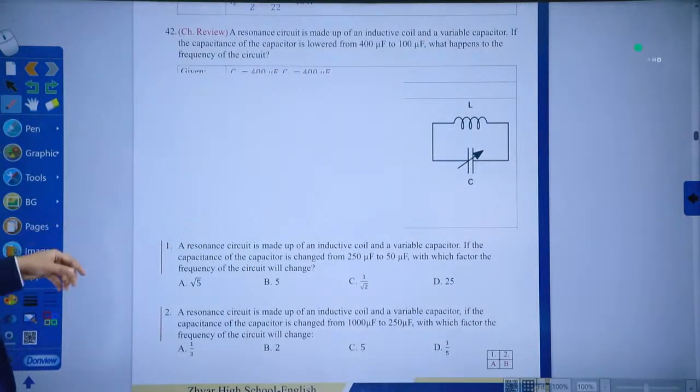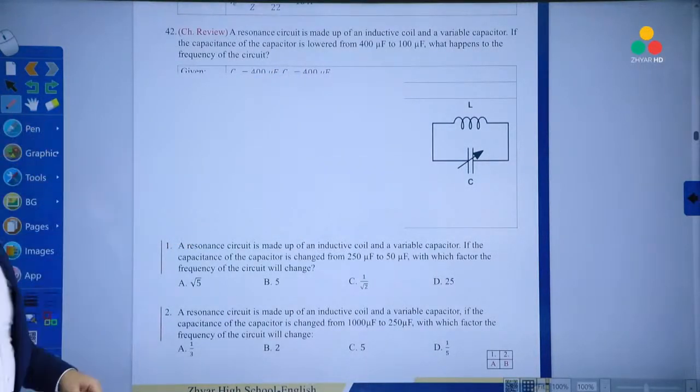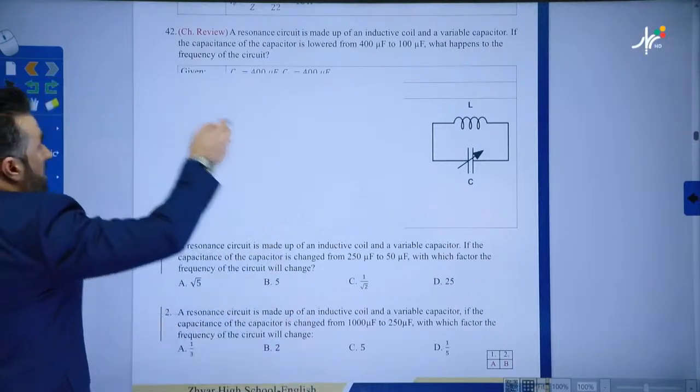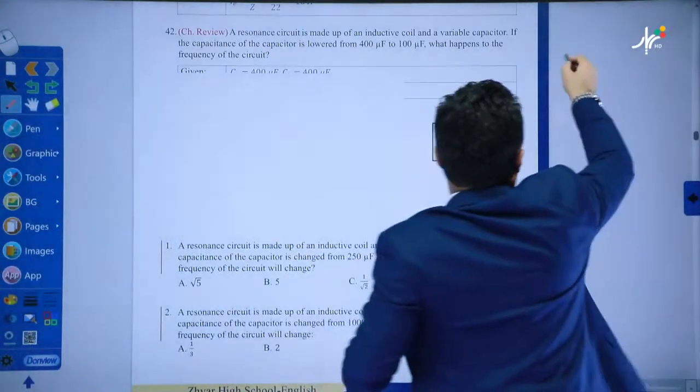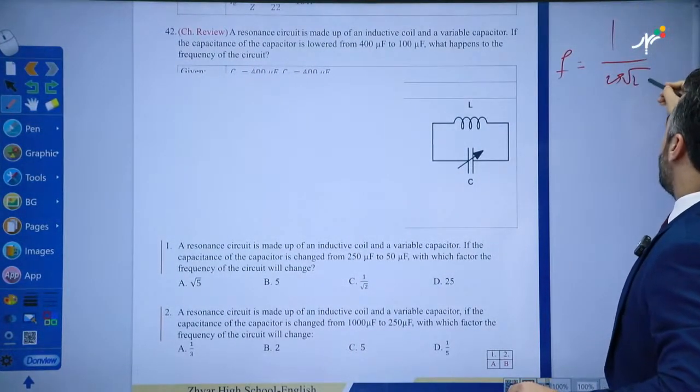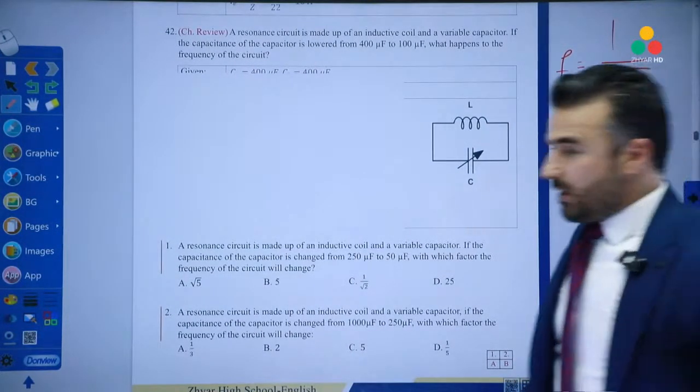So take a look. Now the equation that we have is basically, okay, for a resonating circuit. Remember this, for a resonating circuit, I'll write it here. We normally say F equals to what? 1 over 2 pi times the square root of, let's say, L times C. That is the equation that we have.